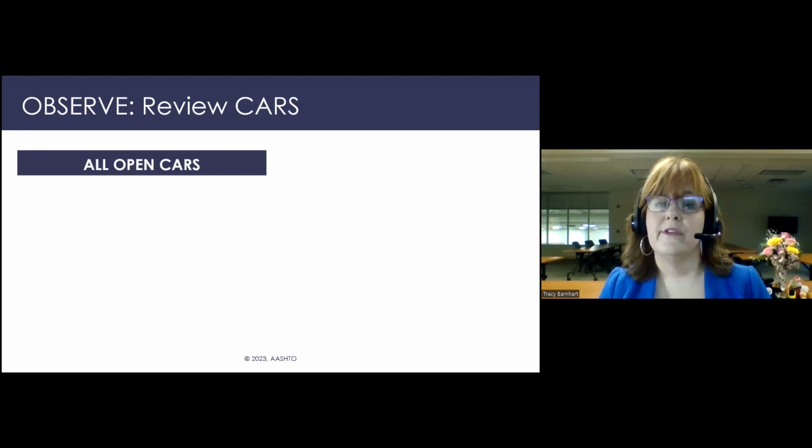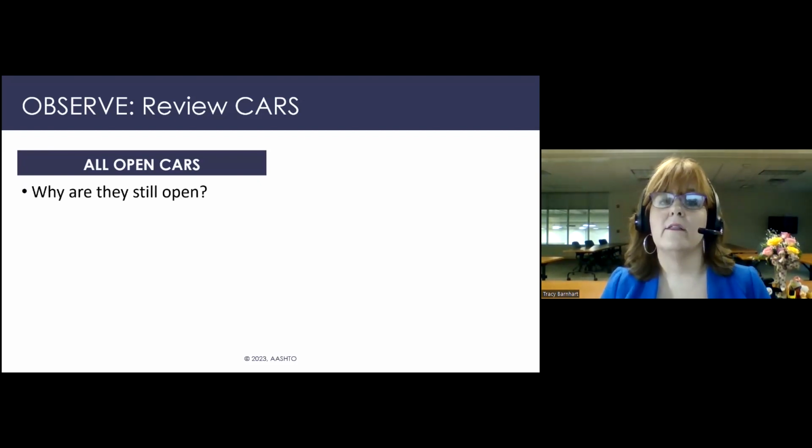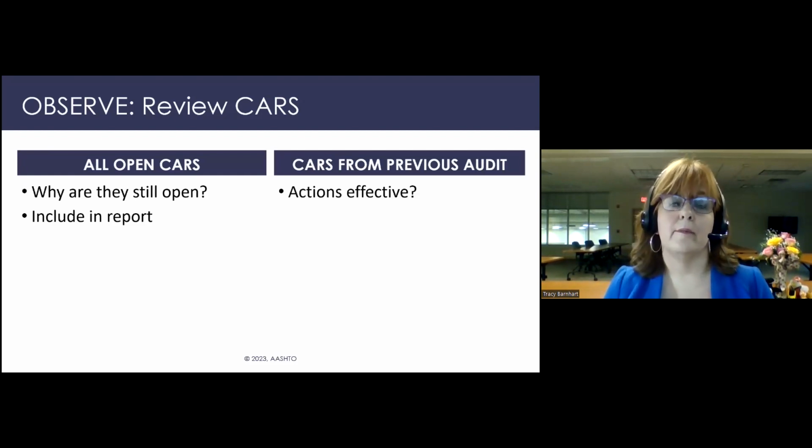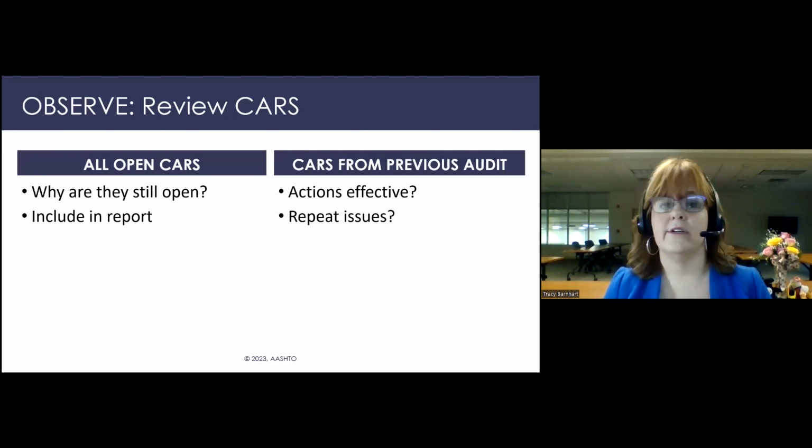You can also review corrective action reports at the time of the internal audit. I think that's a great idea. All open corrective action reports, if there are any, looking into why they're still open. And you can include mention of this in the audit report. Maybe somebody dropped the ball and forgot to close corrective action reports. And also look at corrective action reports from the previous audit. They are hopefully closed at this point, but have those actions been effective? Again, are you seeing repeat issues?